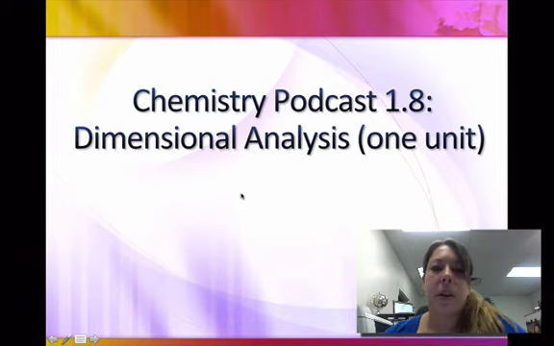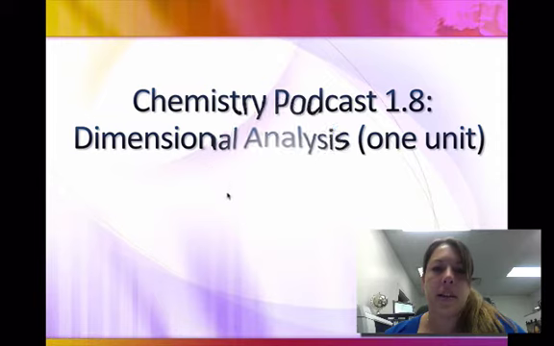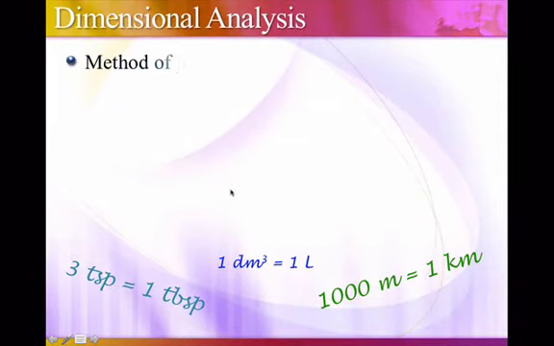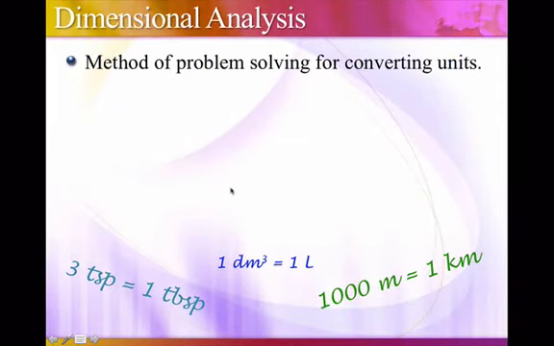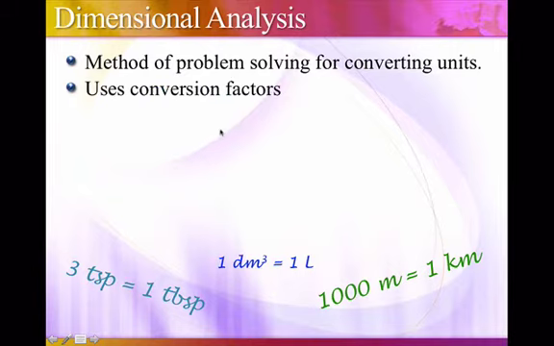This is Chemistry Podcast 1.8. We're going to talk about dimensional analysis. So dimensional analysis is just a method that we're going to use to convert units. We're going to use it all year long in chemistry, and it uses what we call conversion factors.